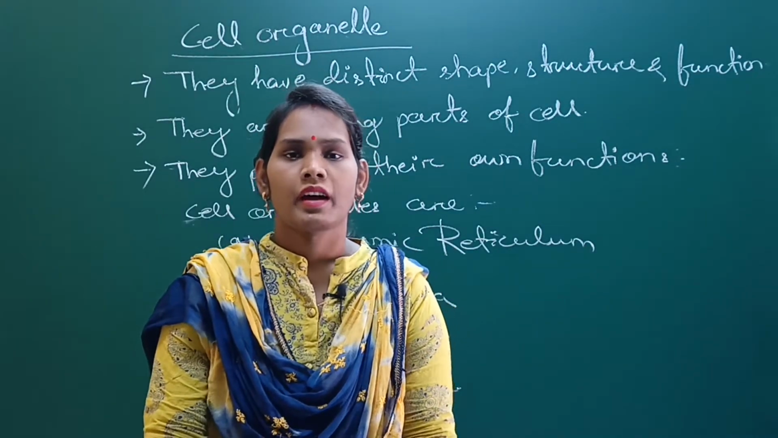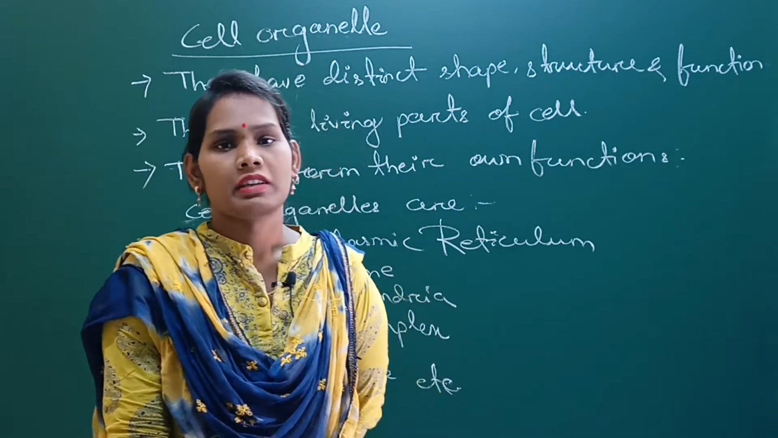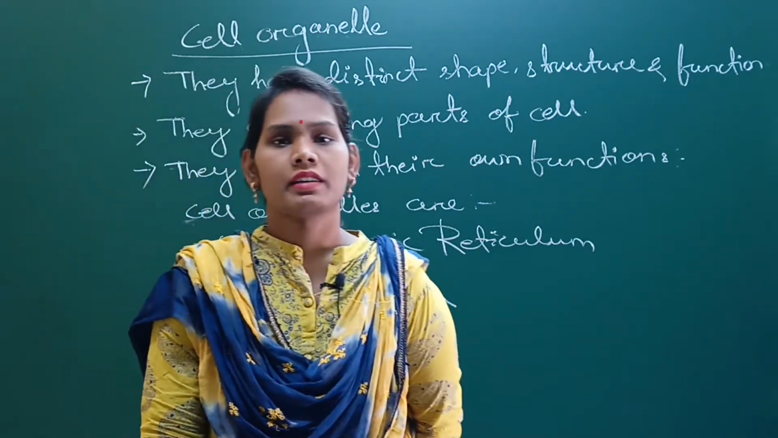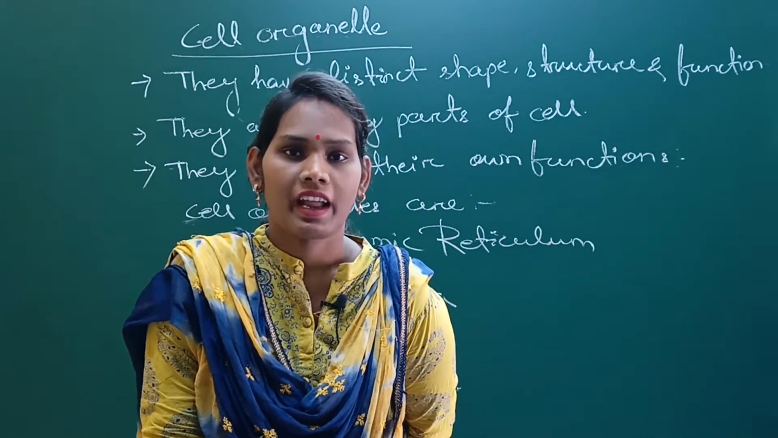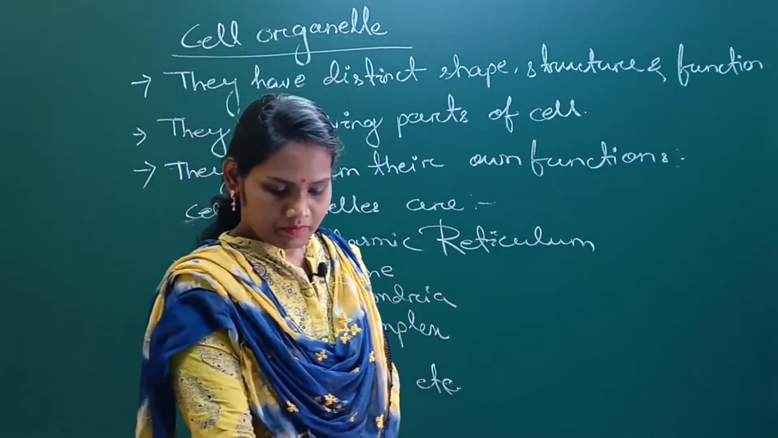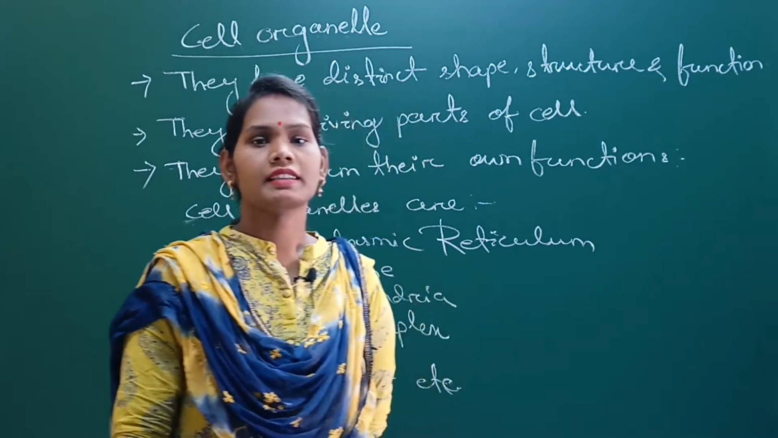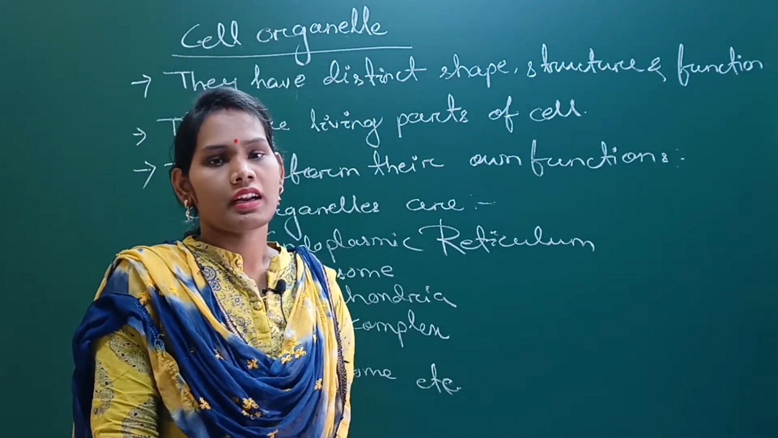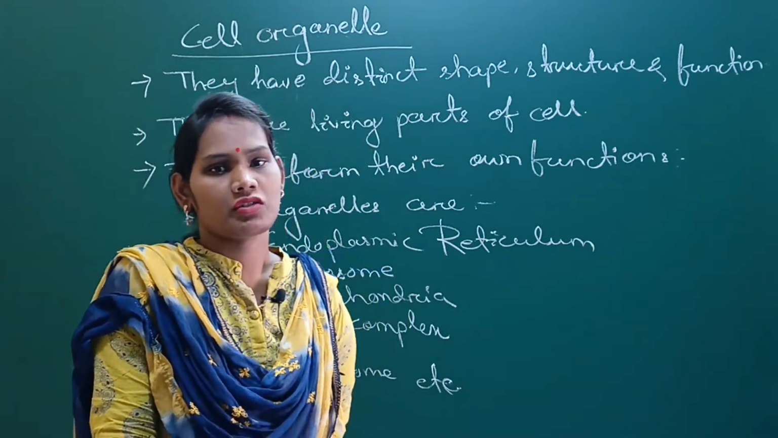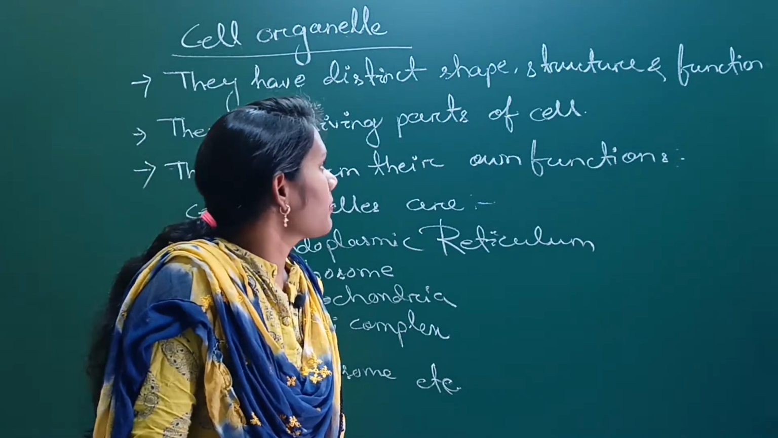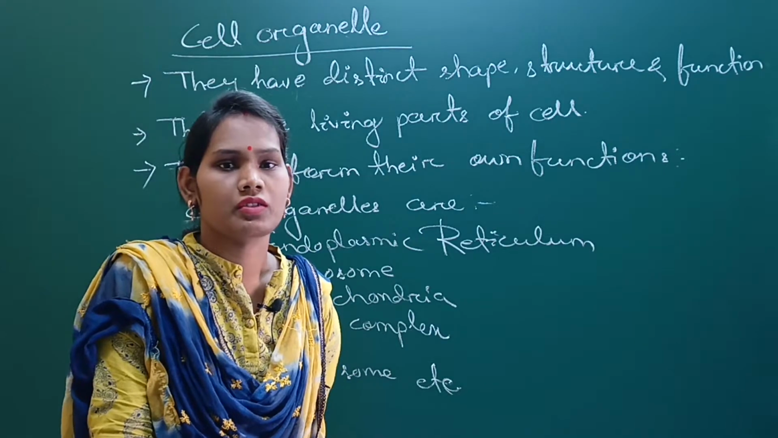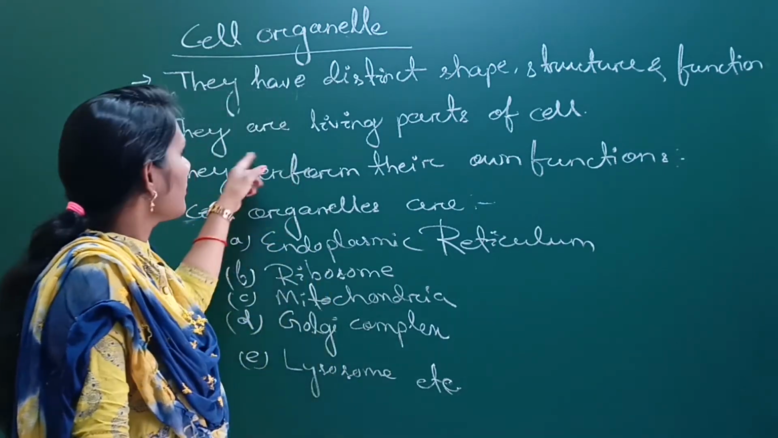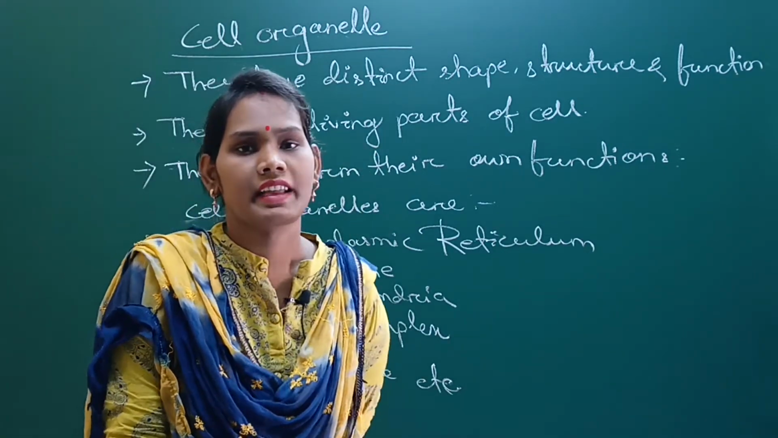So today I am going to discuss the cellular organelles, which is a part of the topic The Cell, of the class ICSE 9th. Okay. So what are the cellular organelles? Cellular organelles are the subcellular structures which have distinct shape, distinct size, and they have special types of functions. Okay, and they are the living parts of the cell.